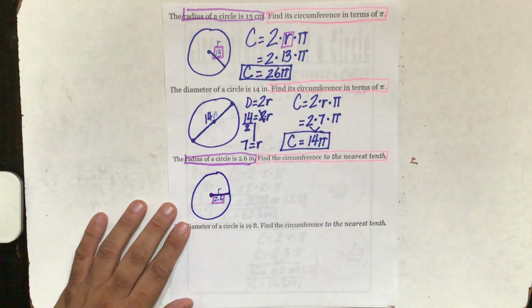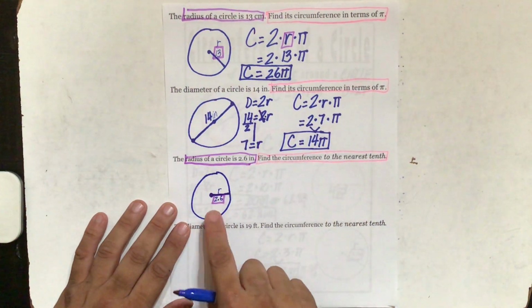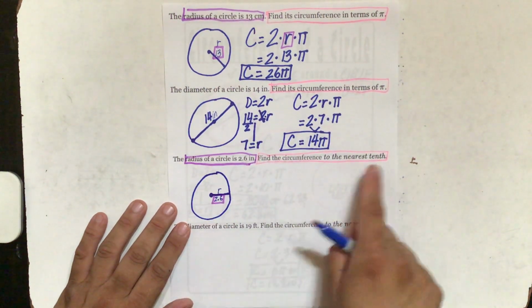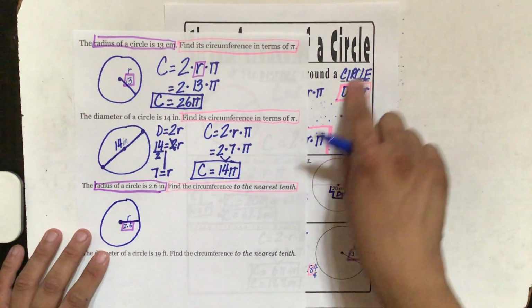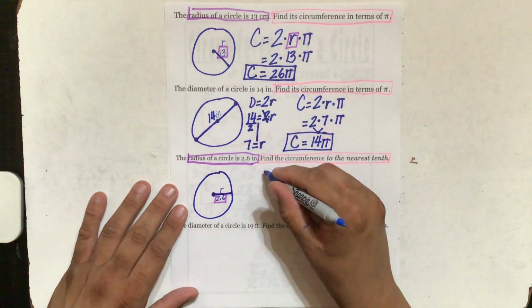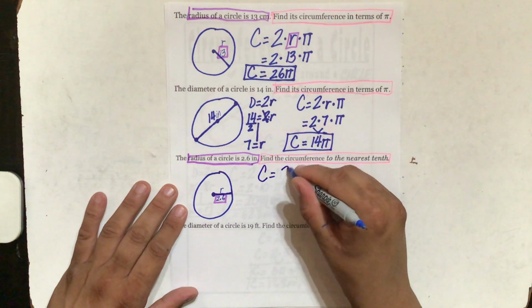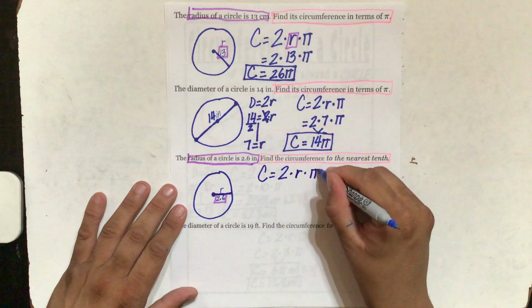2.6 is my r, right? So nowhere on this problem does it say diameter or d. Nowhere does it say diameter. So now I am not going to use this part of the notes. I'm going to go straight to C. So I'm going to say C is equal to 2 times r times pi.